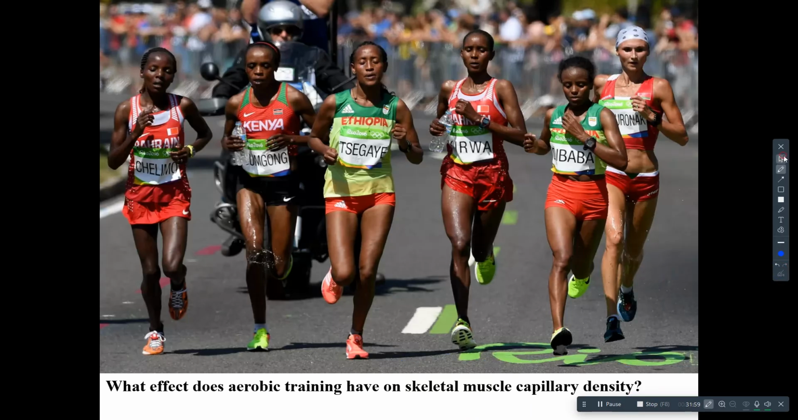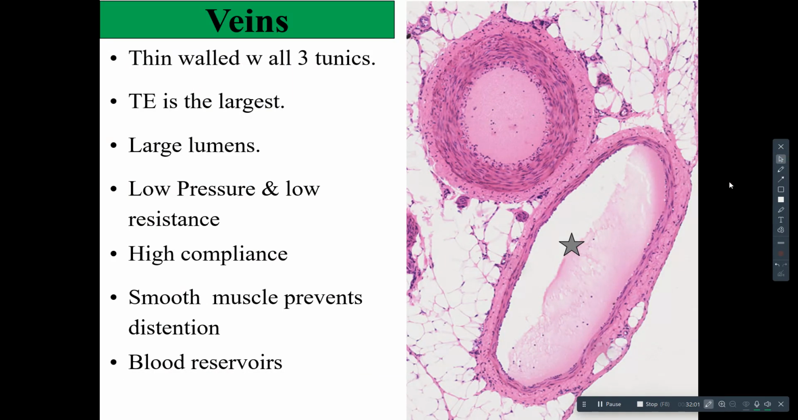All right, I think we're done with capillaries, and we are. So we're actually going to call it quits. We're over a half hour in. We're going to call it quits right here. We're going to pick up with veins on our next video.